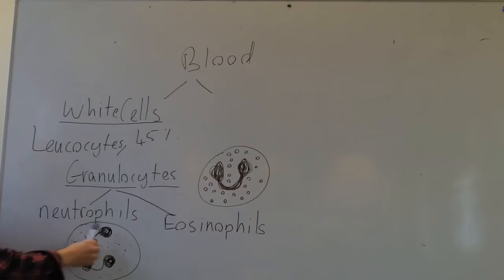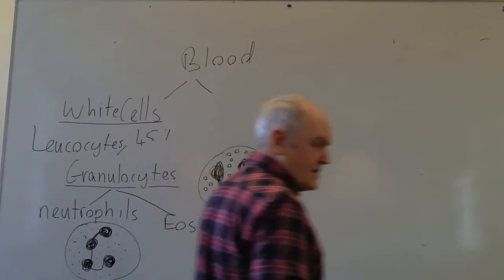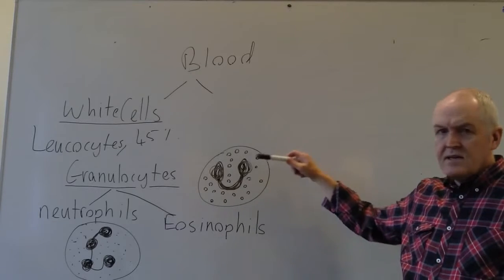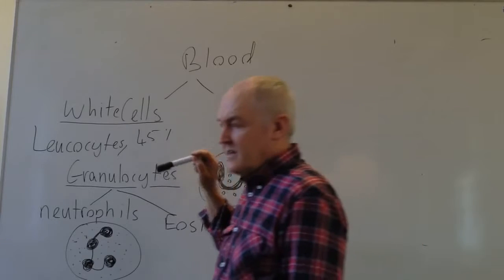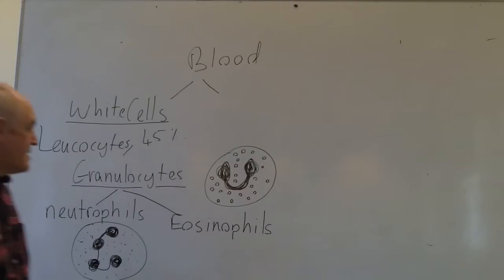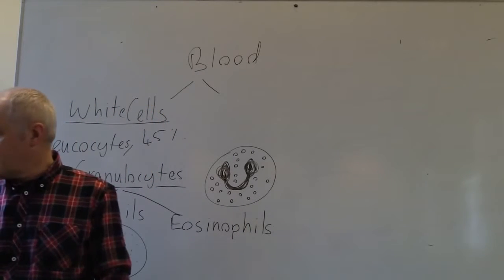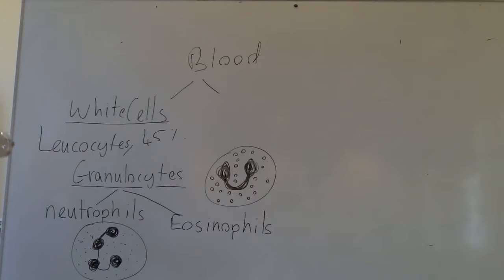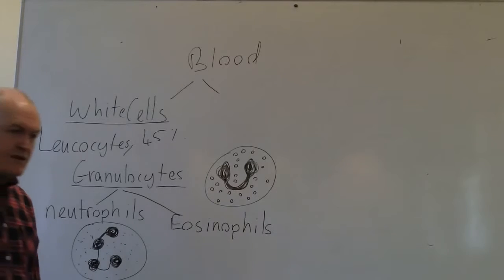Now the granules in the neutrophil contain chemicals to attack bacteria. And the granules in the eosinophils particularly attack parasitic infections. If you had some sort of worms growing in your lungs or in your gut or in your tissues, the amount of eosinophils in the blood would go up to combat that infection. So eosinophils are also granulocytic leukocytes. They're white blood cells that contain granules.